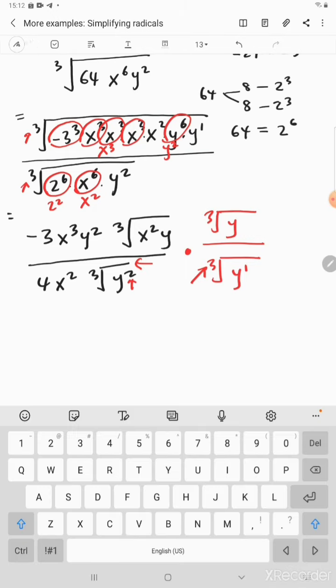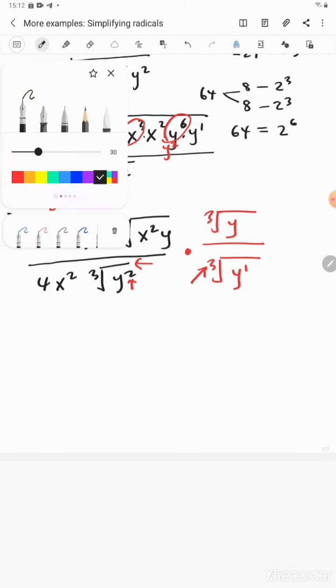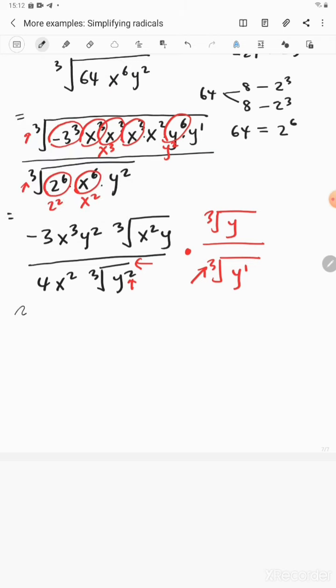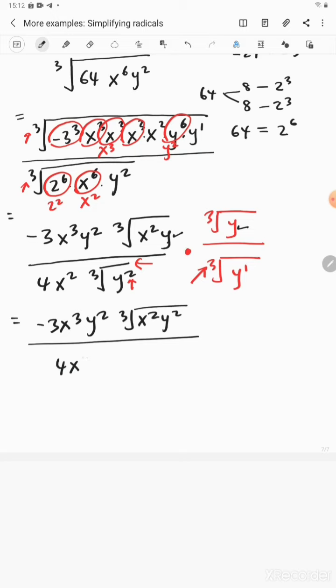So jawapan akhir, after we multiply, the answer will be negative 3x cube root of x square, and then because y multiplied by y, we get here y square. Divide by 4x square. Inside the cube root we have y power of 3. So this one is actually equal to y.